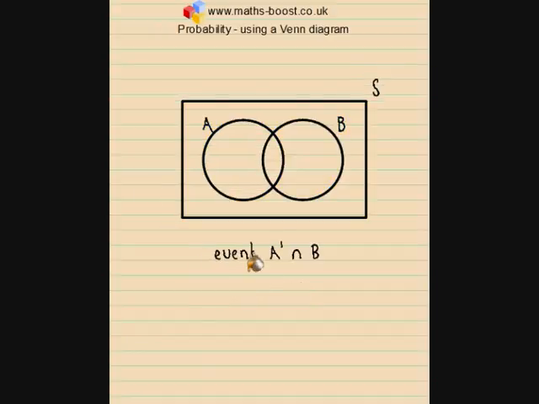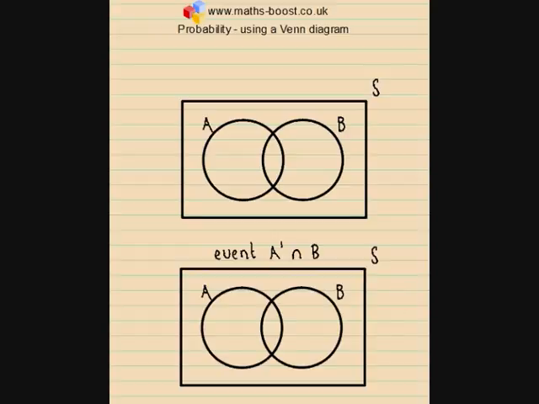And here's an interesting one. This is the event of not A intersecting with B. So something where not A overlaps with B. Now this can be a little bit tricky to visualize, so I'm going to put in another sample space here just to demonstrate on this video what's going on.